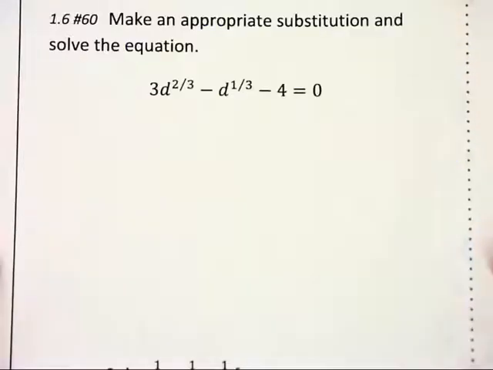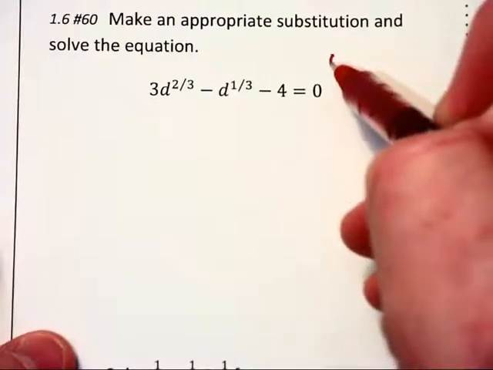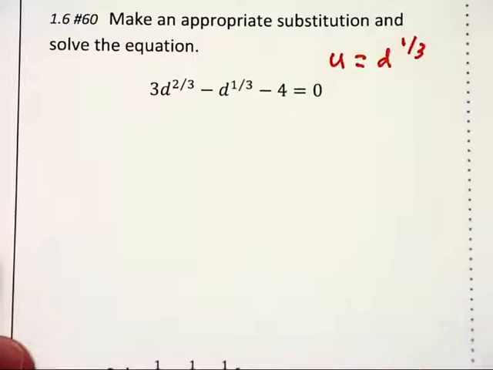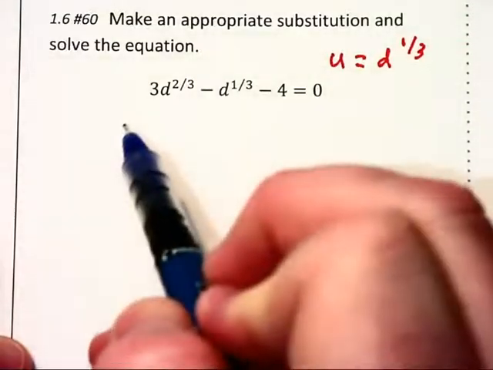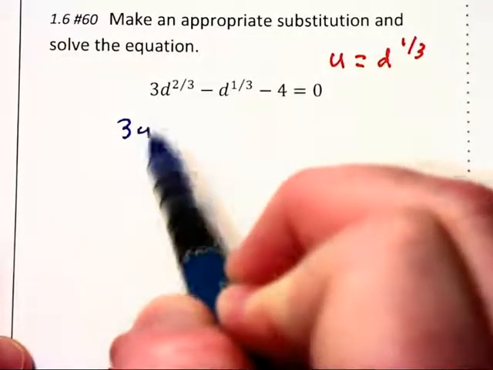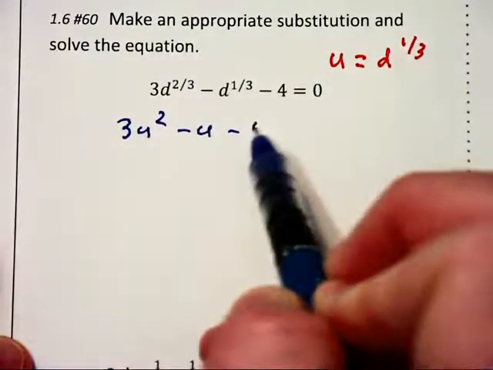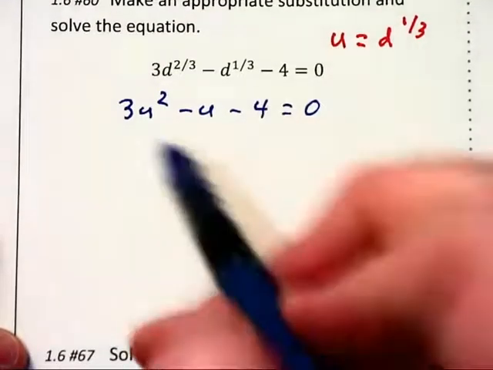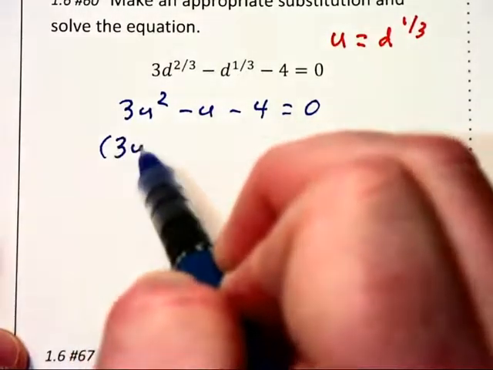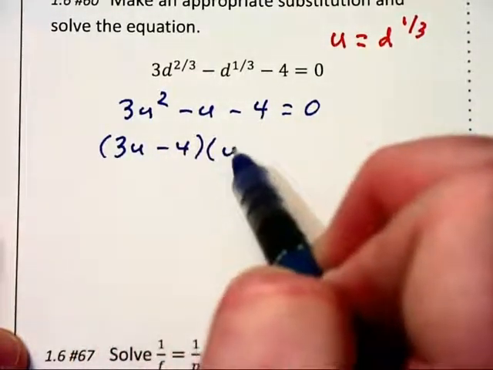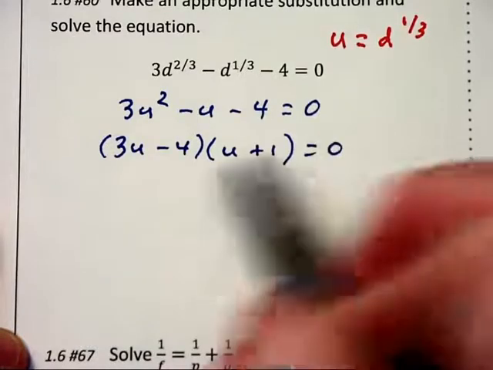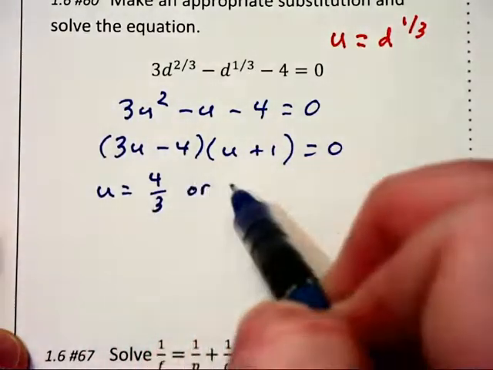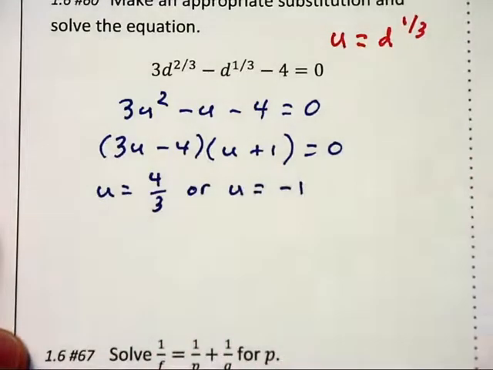For this next problem, I'm going to make the substitution u equals d to the 1/3, and rewrite this equation now as 3u squared minus u minus 4 equals 0. This is then factorable into 3u minus 4 times u plus 1, and we can find that u is equal to 4/3, or u is equal to negative 1.